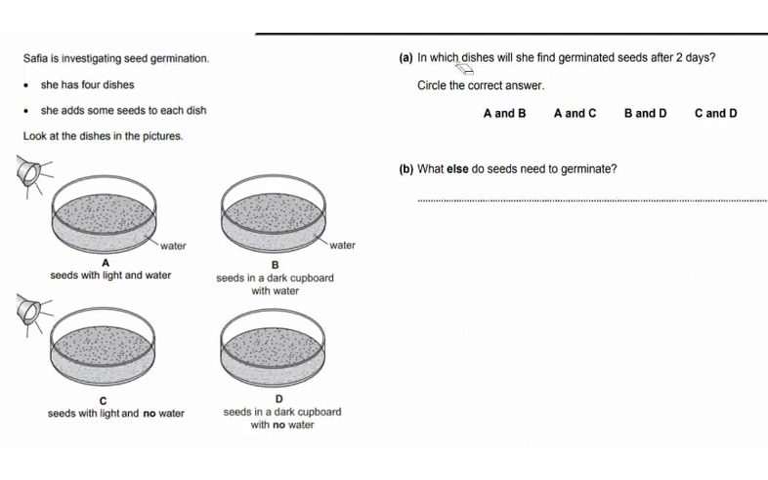Question A. In which dishes will she find germinated seeds after 2 days? Circle the correct answer. Is it A and B, A and C, B and D, or C and D? Question B. What else do seeds need to germinate? 20 seconds from now.